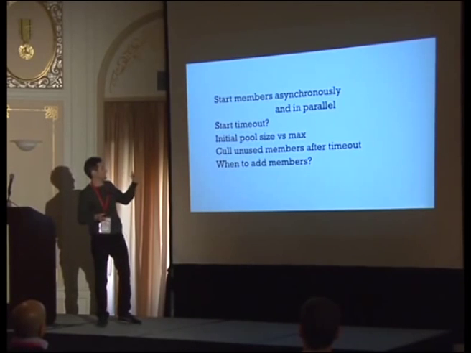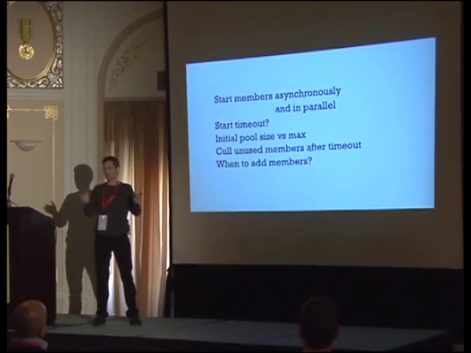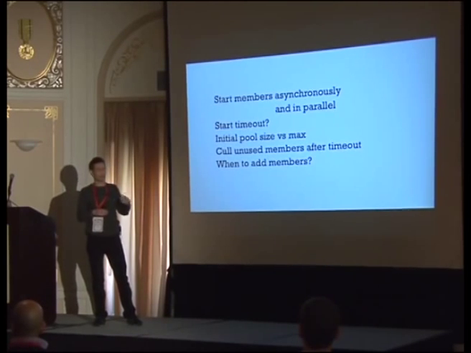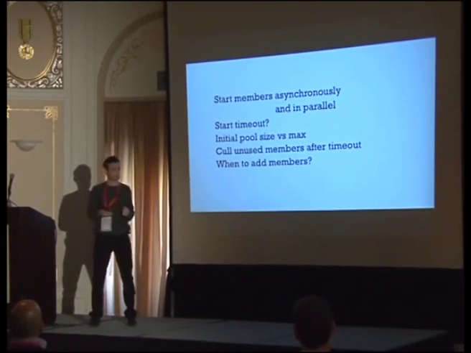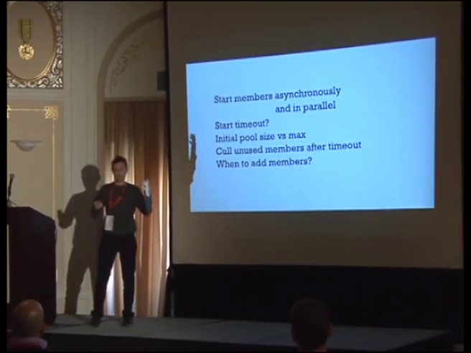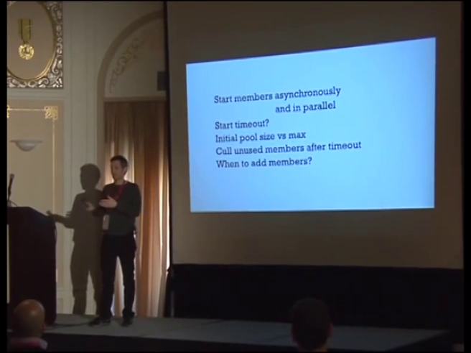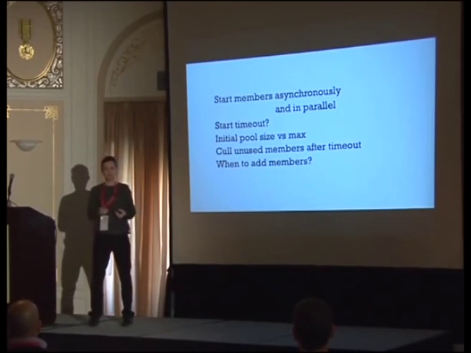So you might decide that you want to grow the pool dynamically and be able to add new members asynchronously and not block the pool while you're adding members. You might also want to do that in parallel, especially in some use cases, as I'll talk about. Once you do that asynchronously, you want to think about a timeout so that if you go to start a member and it never comes back, you deal with that case.